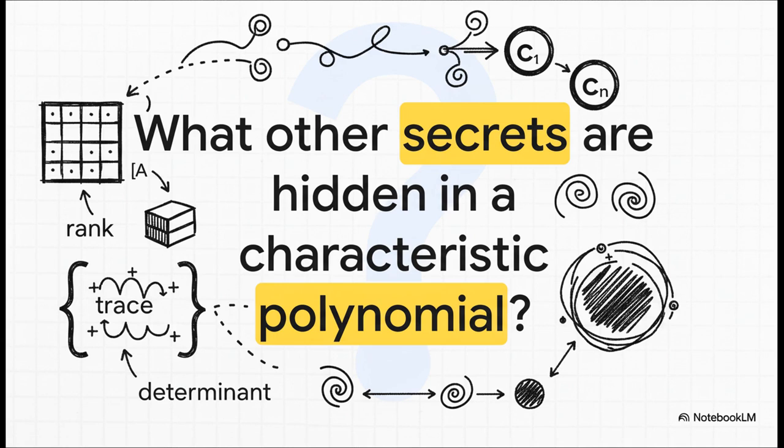And that really just leaves us with one final thought. We've only just scratched the surface here. This one polynomial told us so much about our mystery matrix. But there's more. Its other parts can tell us about things like the matrix's trace and its determinant. It's just wild how much information is packed into one little equation, right? The real question is, what else is hiding in there?